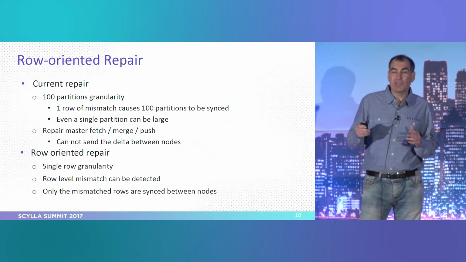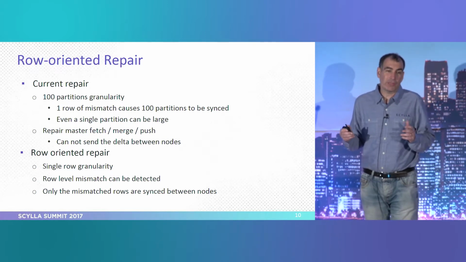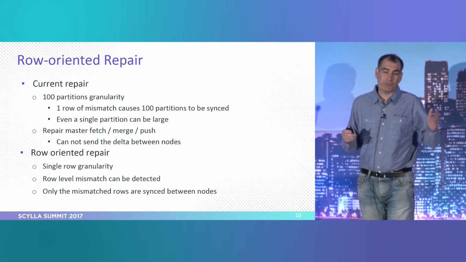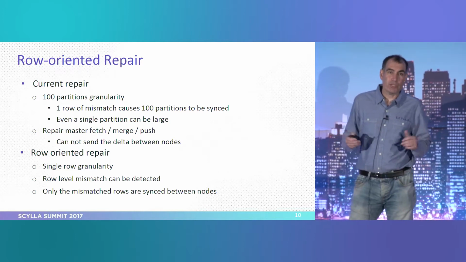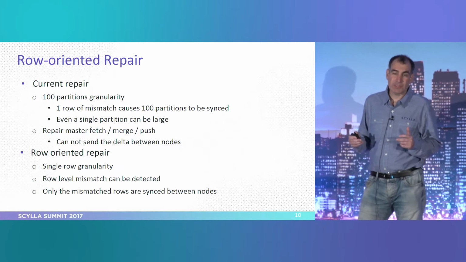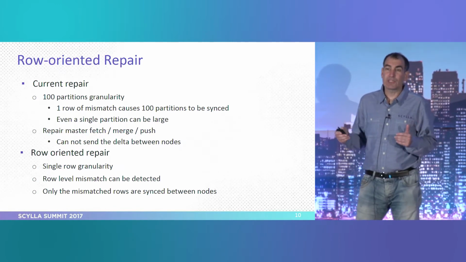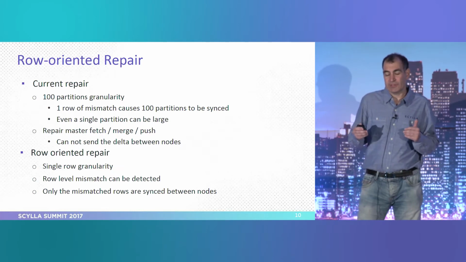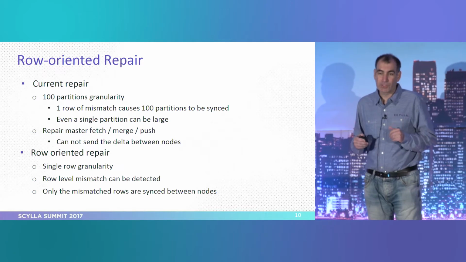And if you have different mismatches between different nodes, then you need to move all of that data from one node to the other. And we're now working on row-oriented repair, which eliminates those problems. Instead of having partition granularity, you can repair a single row and detect the mismatch in just that row and transfer it to repair the data.